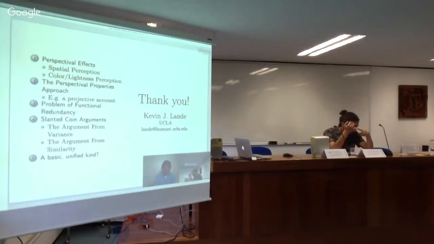One is that it provides individuation conditions for particular perspectival properties. Two, it distinguishes between perspectival properties and intrinsic properties such as size and shape. And three, it distinguishes between perspectival properties and what I will call egocentric properties, such as surface orientation and spatial location relative to a viewpoint.